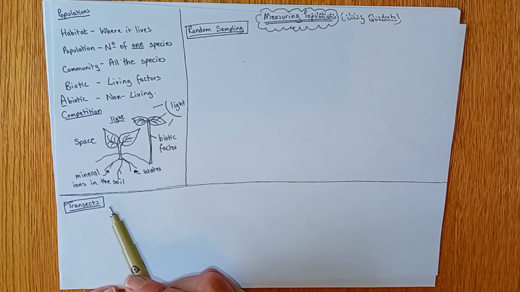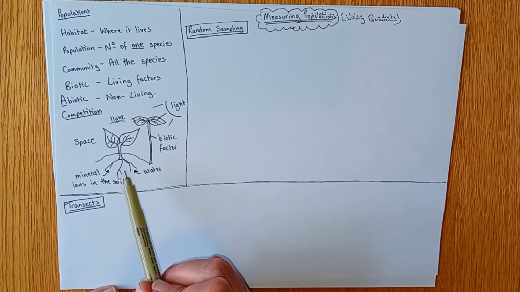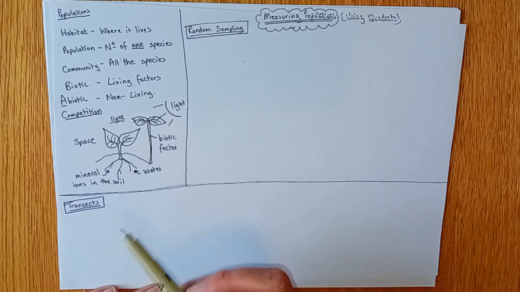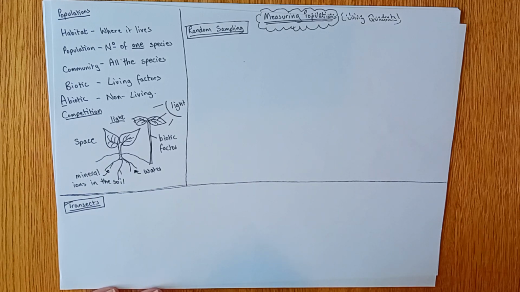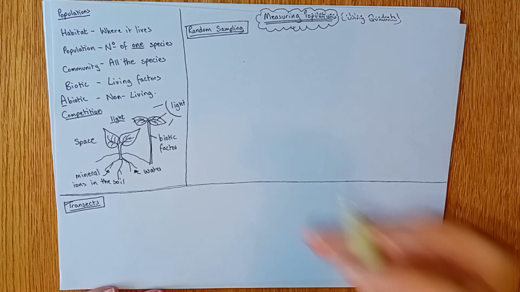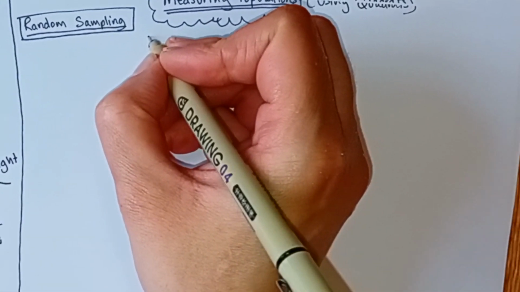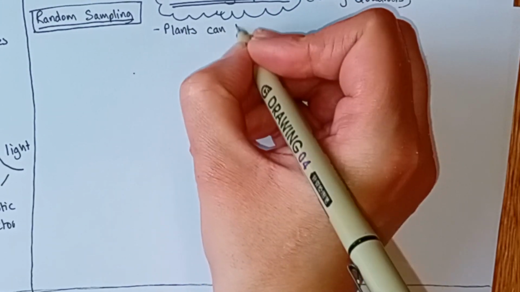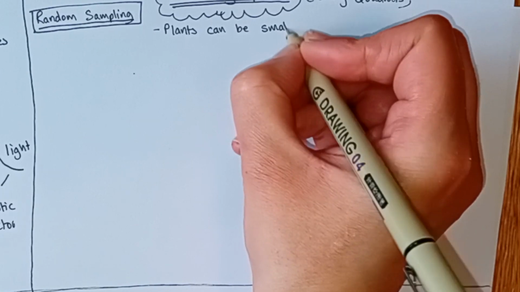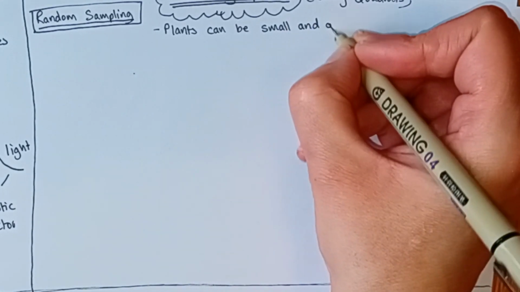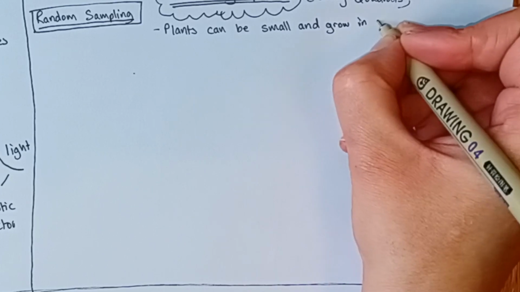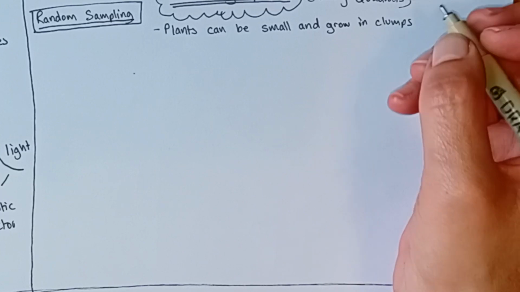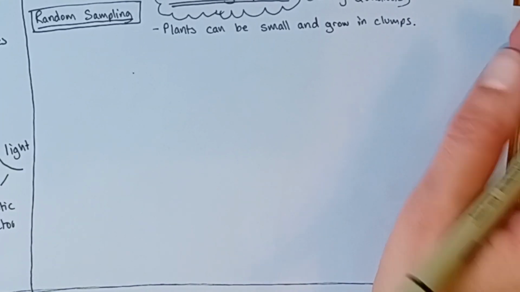All right then. So if we want to find out how many plants are growing in an area, then we need to count them, obviously. But there are a couple of obvious problems with that. The first problem is that plants are often very small, so there's very high numbers of them. And another problem is that they often grow in clumps. So plants can be small and grow in clumps. So this makes them hard to count.